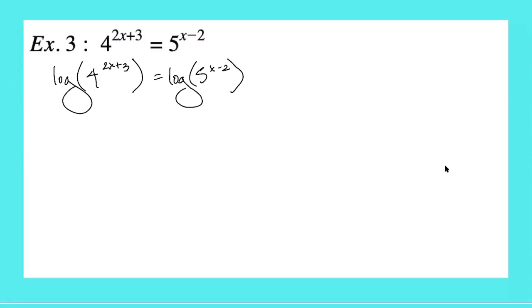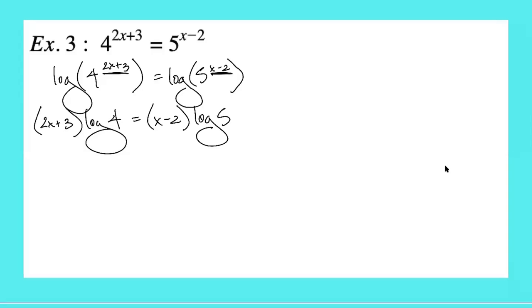Now, one of the properties we learned about had to do with the powers. What can I do with those powers? Bring them down to before the log. Perfect. Bring them down as a coefficient. Very nice. And then I can do the same thing on the other side. So I'll get x minus 2 times log 5.